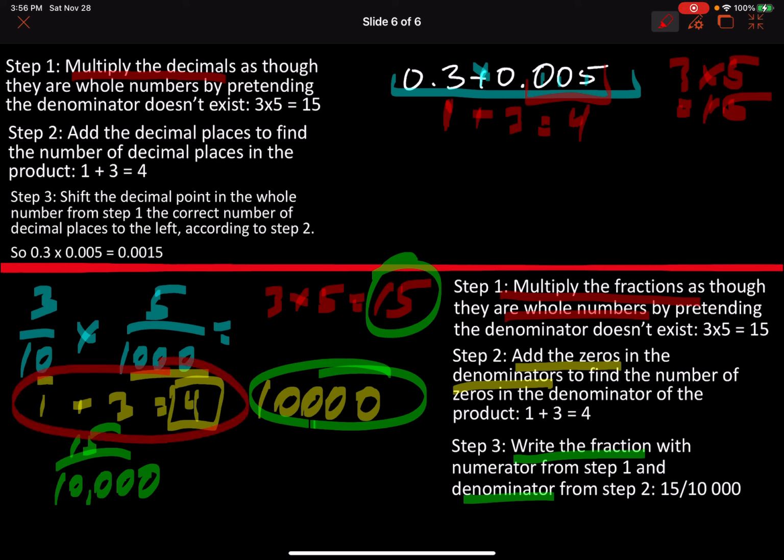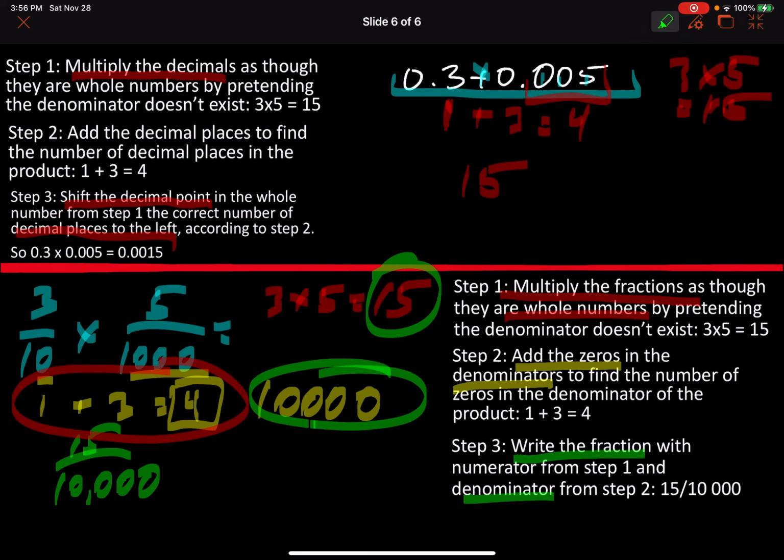Okay, now step 3. I'm going to shift the decimal point in the whole number from step 1 according to the decimal places that we found in step 2. So I have 15, right? The decimal is here. I'm going to shift it 4 places. 1, 2, 3, 4. So that's where my decimal is going to go. So I know that my answer is 15 thousands.